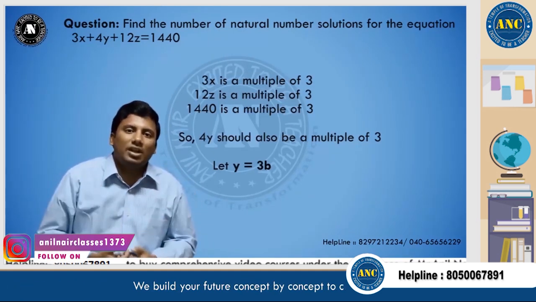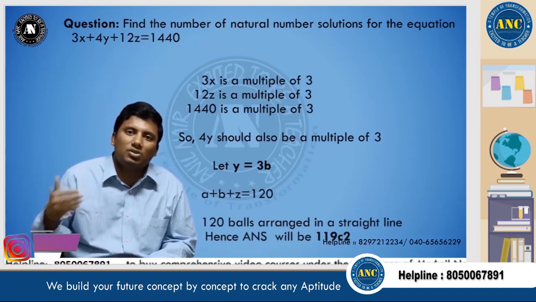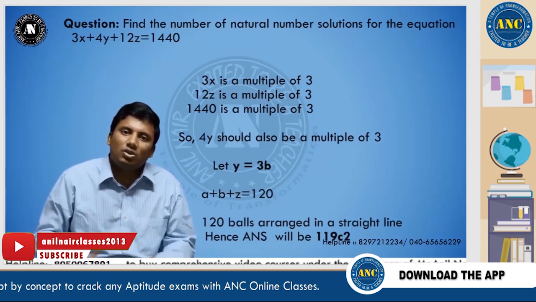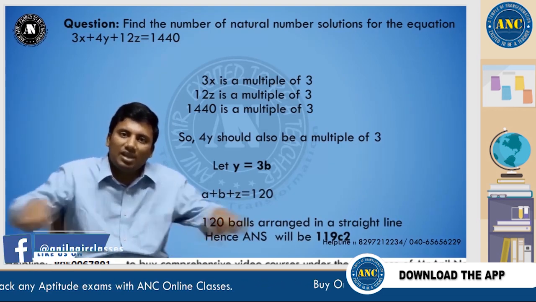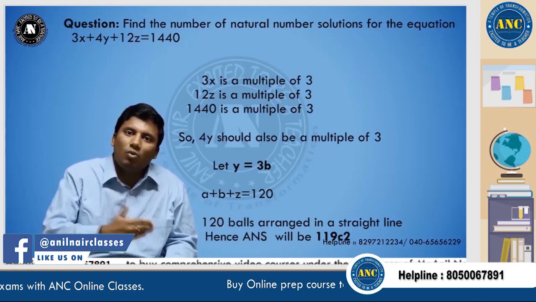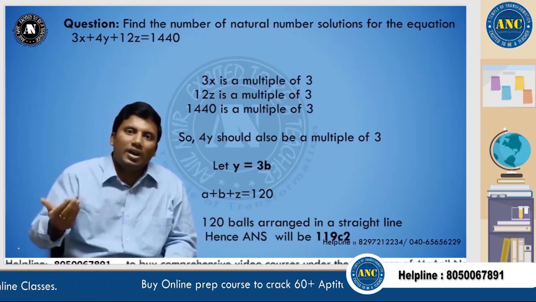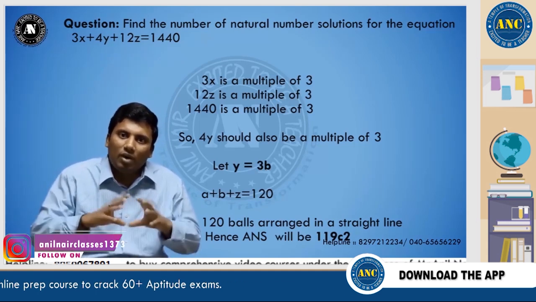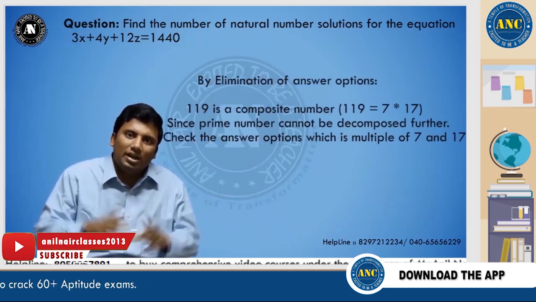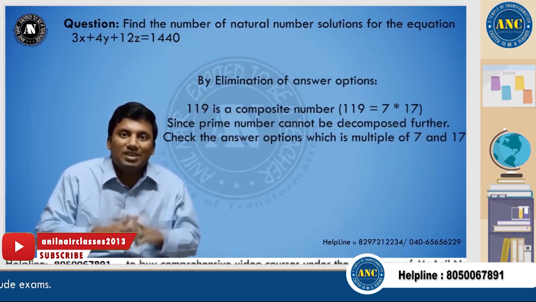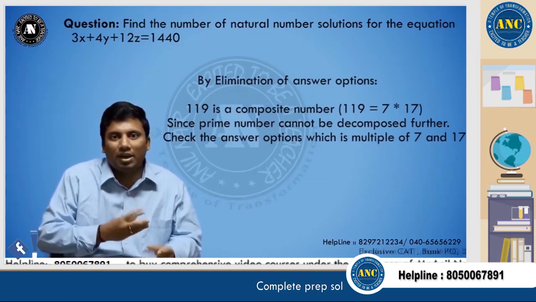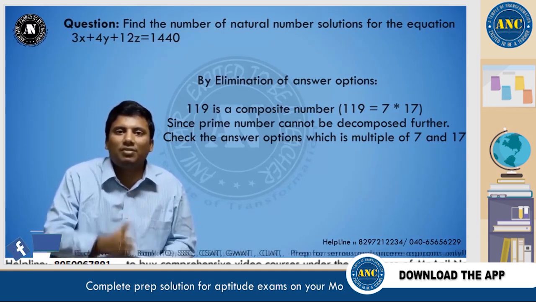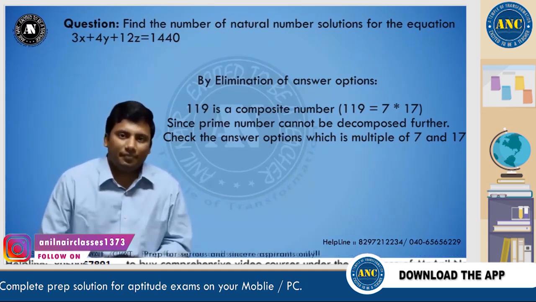The equation can be transformed as 12a plus 12b plus 12z equivalent to 1440. A plus b plus z equivalent to 120. 120 balls arranged in a straight line. The answer will be 119C2. One way to eliminate answer options is that 119 is a composite number. It is a product of 2 prime numbers, 7 and 17. A prime number cannot be decomposed further. Check the answer option which is a multiple of 7 and 17.